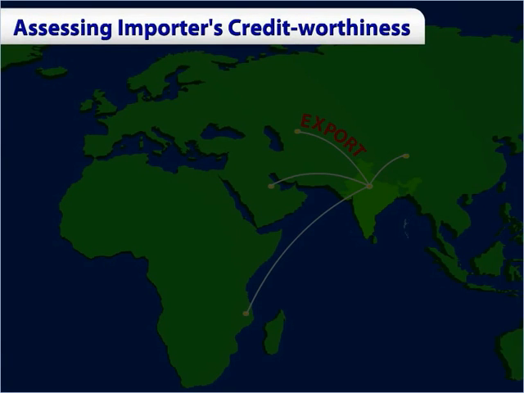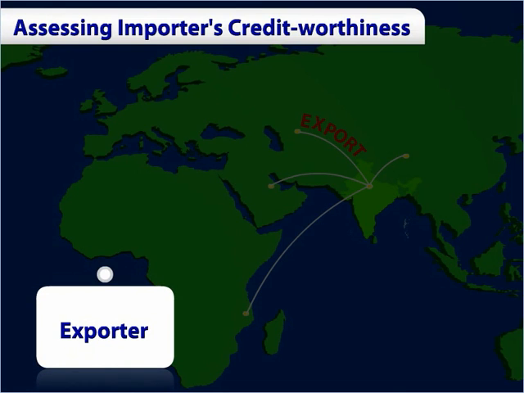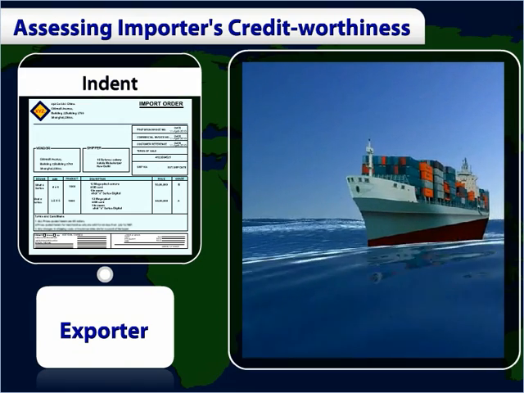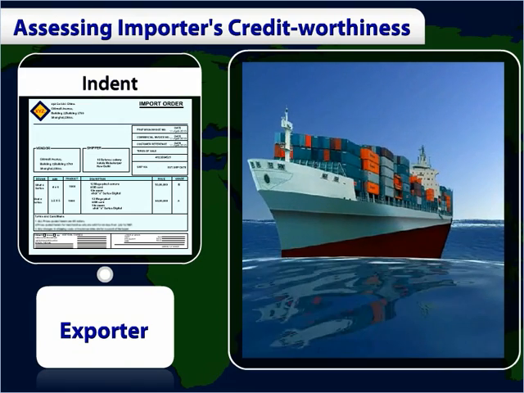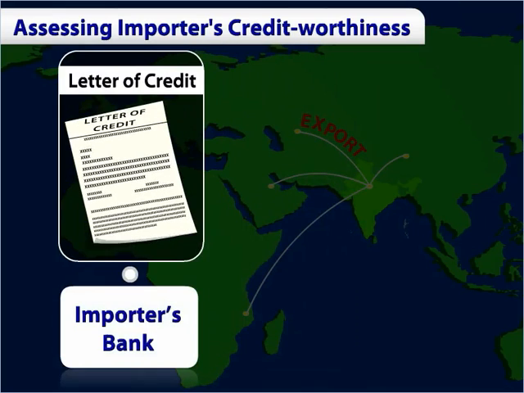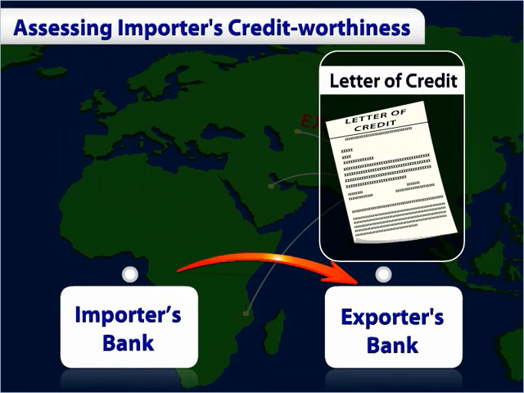Assessing importer's credit-worthiness. Once the indent is received by the exporter, he assesses the importer's credit-worthiness to make sure that his payment will be met in time after the goods are dispatched to importer. Thus, he asks for a letter of credit from the importer. This letter of credit is issued by the importer's banker to honor guarantee of payment to exporter's bank.